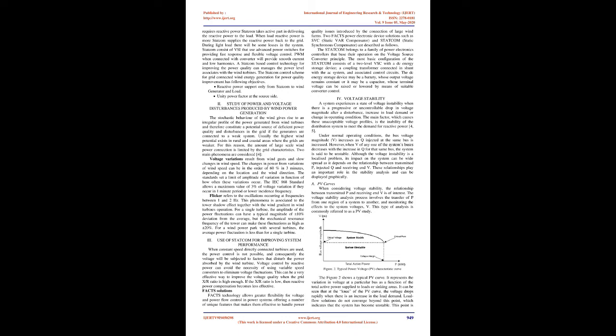The stochastic behavior of the wind gives rise to an irregular profile of the power generated from wind turbines and therefore constitutes a potential source of deficient power quality and disturbances in the grid if the generators are connected to a weak system. Usually the highest wind potential exists in rural and coastal areas where the grids are weaker. For this reason, the amount of large-scale wind power connection is limited by the grid characteristics.